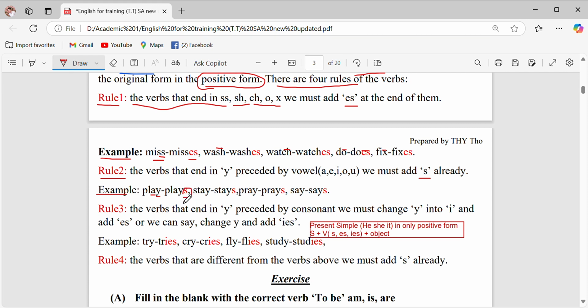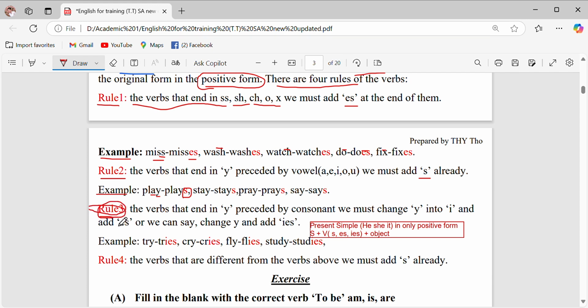Stay ends in y preceded by a vowel, so stays. Pray, prays. Say, says. Alright, so rule number 2 also affects the third person singular he, she, it. Don't be confused about this important rule.